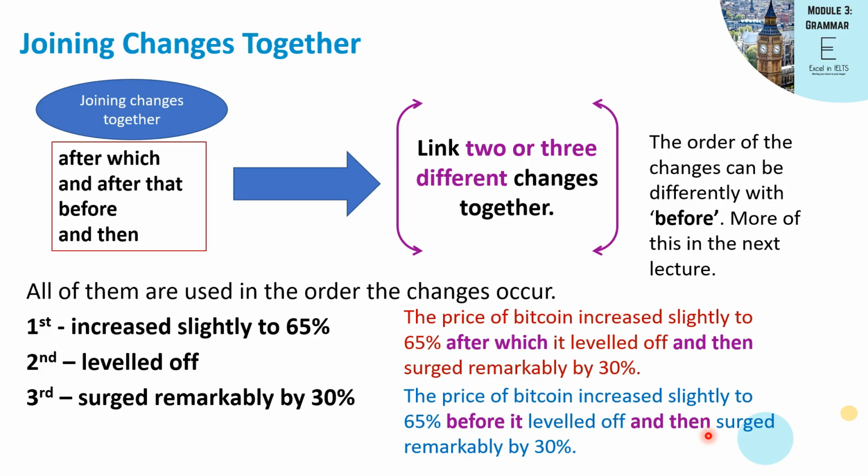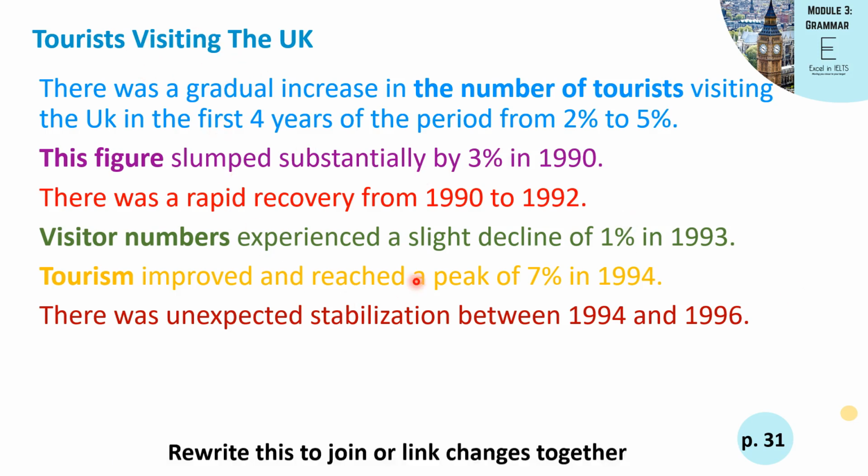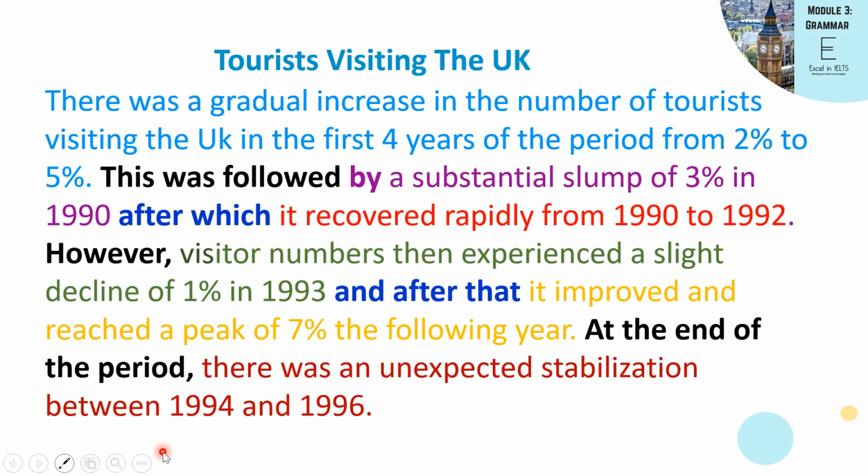Now let's do a bit more practice. These are the sentences we wrote in Module 2 about tourists visiting the UK. What I want you to do is rewrite these sentences so you join and link changes together. Use joiners and linkers to rewrite this into a paragraph for me. Let's have a look at what I wrote.